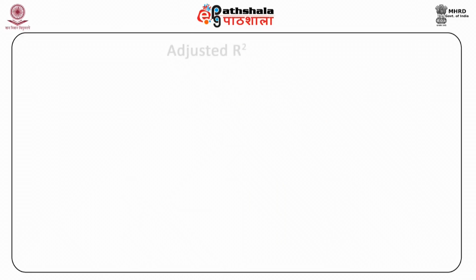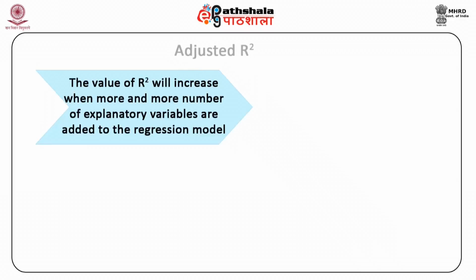Adjusted R square. The value of R square will increase when more and more explanatory variables are added to the regression model.